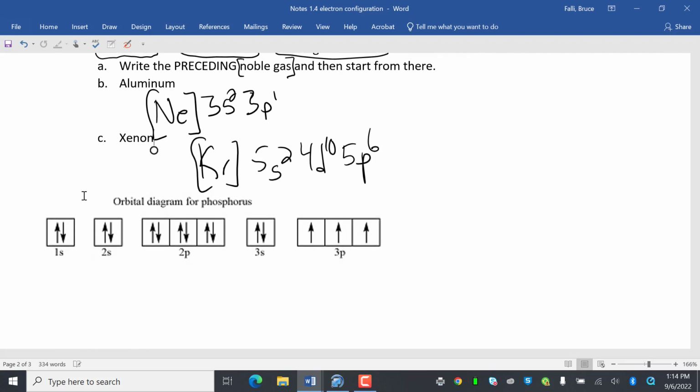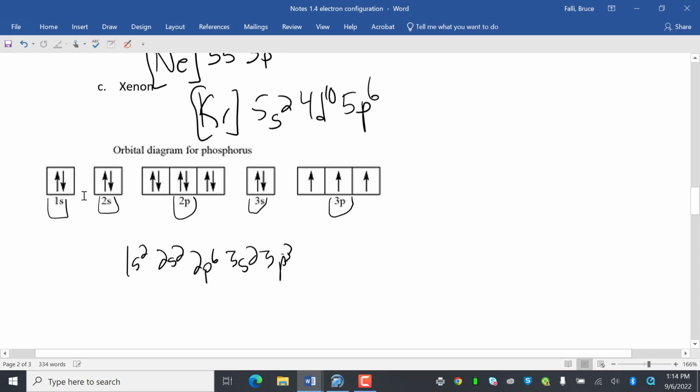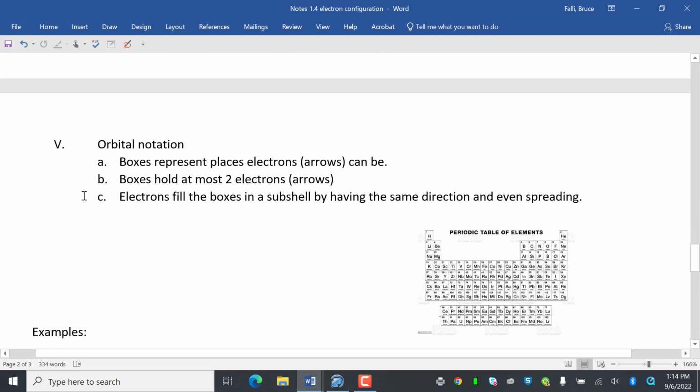Okay. We're going to do some orbital diagrams now. This is what orbital diagrams look like. Notice this is just like phosphorus. Phosphorus' electron configuration is 1s2, 2s2, 2p6, 3s2, 3p3. And notice how this is really saying the same thing, just with some arrows, okay? The arrows represent electrons. Orbital notation. Boxes represent places electrons, arrows, can be. Boxes hold at most 2 electrons, 2 arrows. Electrons fill the boxes in a subshell by having the same direction and even spreading.